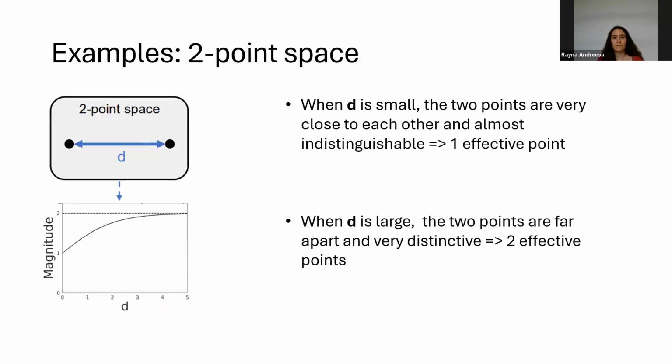This concept is best illustrated with examples. Let's start with a very simple example, the two-point space. Say that you have 2 points distance d apart, and we are varying the distance between the points. Imagine when the distance between the points is small, then these 2 points are going to be very close to each other and practically indistinguishable. So we can say that we effectively have 1 point. On the opposite, when d is large, the 2 points become quite far. They're very distinctive, they're their own clusters. And we can say that now we have 2 effective points.